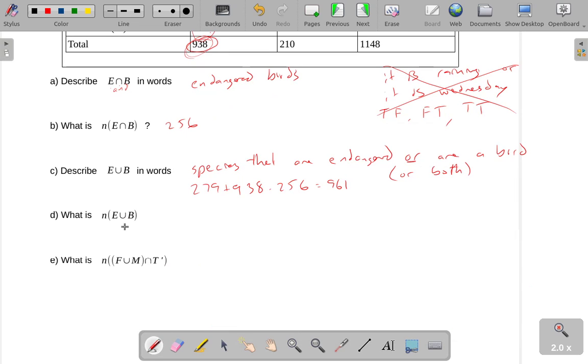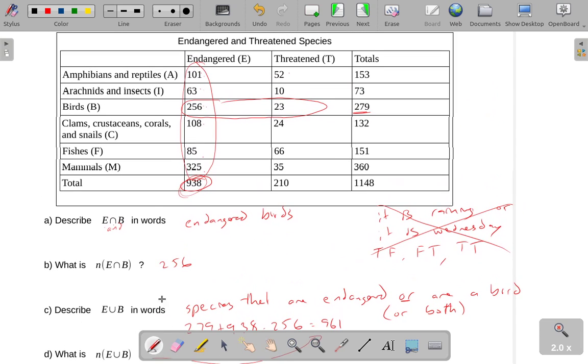Alright, so let's do n of E union B. Oh, I just did that right here. That's 961. How about if we do a more complicated set like this? So first off, the n is talking about the size of a set, so I know I'm talking about the number of species. But let's say F union M. Let's first figure out what F union M is. F is the number of fishes. M is the number of mammals. So F union M is going to be the sum total of those two.